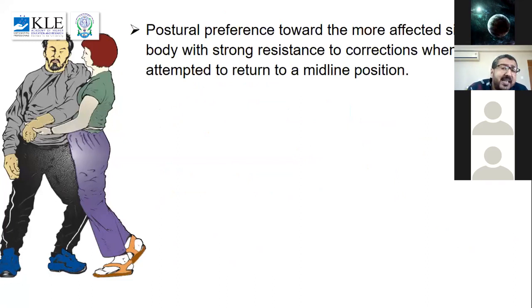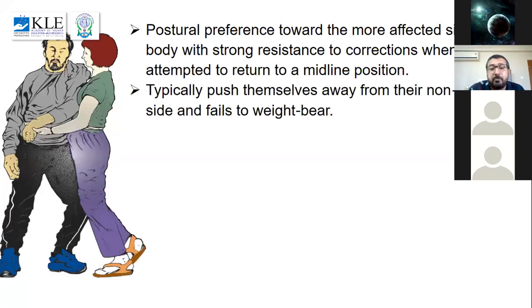And the important part is that if the therapist, the clinician, or even a bystander tries to push or correct their posture and bring it back to the midline position, these patients will strongly resist. In fact, they will vehemently resist. They will be very comfortable even falling towards the affected side, but they will be very apprehensive and have a heavy fear of falling when you try to correct their posture towards the midline.